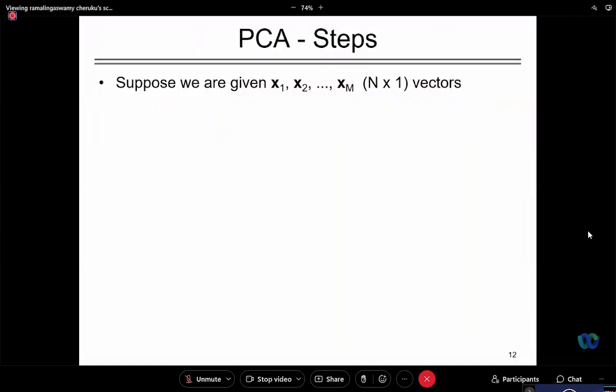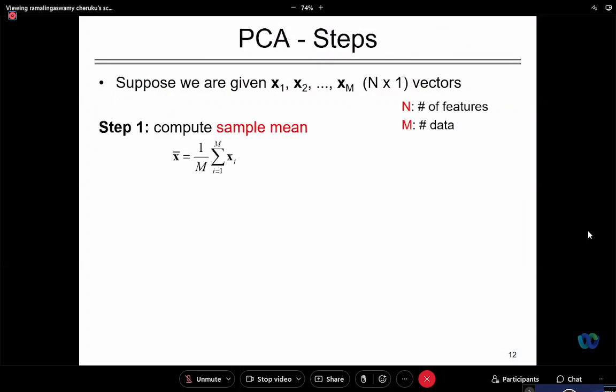Now let us see the steps involved in the PCA at a high level. Suppose we are given m data points, each of size n. So there are n features, and the size of the data is m. This is your data set.